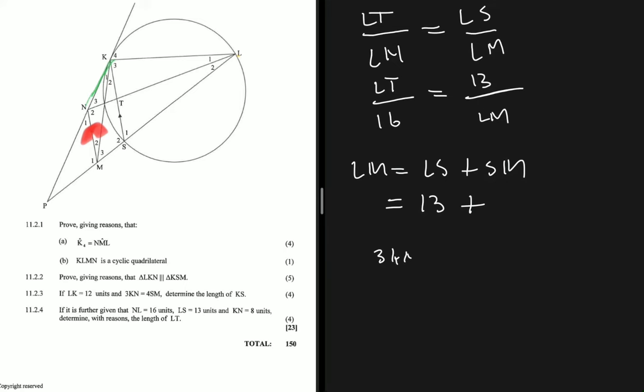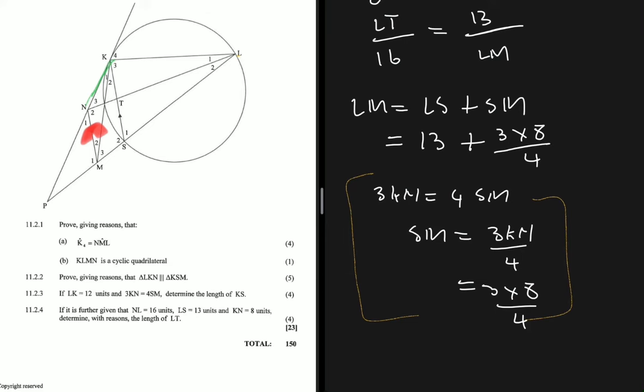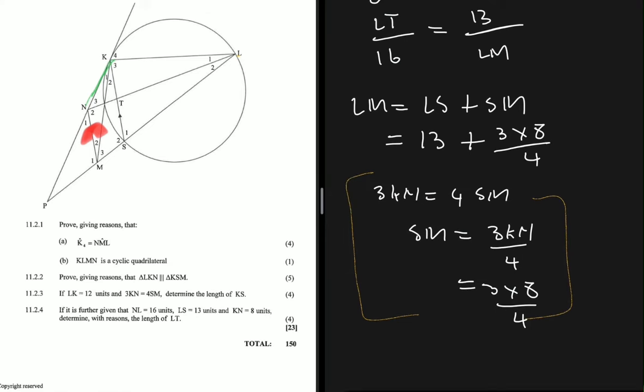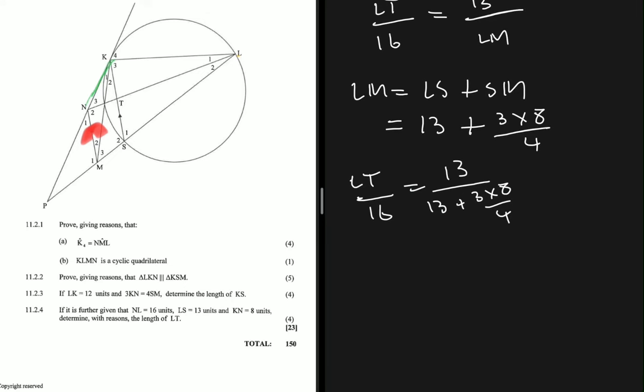We are given that 3KN equals 4SM. So SM equals 3KN divided by 4. So 3 multiplied by 8 divided by 4, right? So there we have it. We can go back to our equation. So this will be plus 3 multiplied by 8 divided by 4. Let me erase this so that we can carry on. So we're going to have LT divided by 16 equals 13 divided by 13 plus 3 multiplied by 8 divided by 4. Now we can cross multiply and then divide, right, to make LT the subject of the formula.